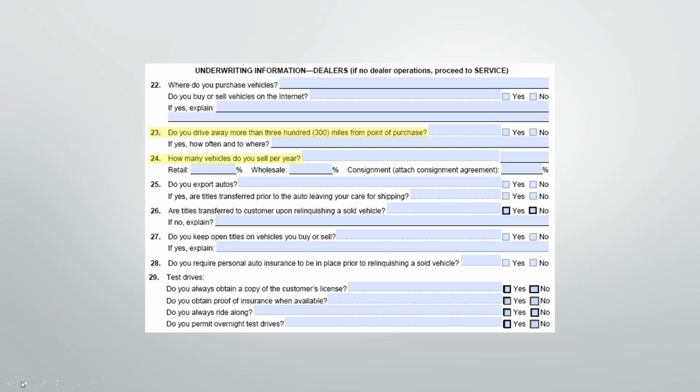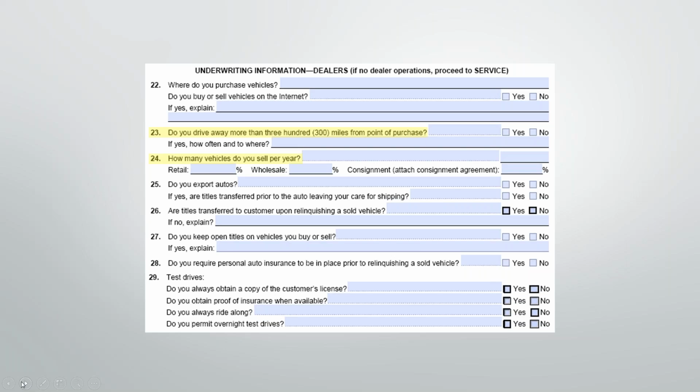And how many vehicles do they sell per year? You know, just try to give the best estimate you can. Break it down by month. Ask your client, how many do you sell per month? How many do you sell per week? Just so you can get a good guesstimate, because that is going to affect the carriers I can go to, as well as the rating factor.